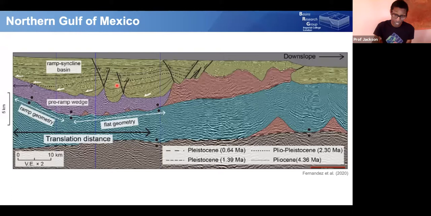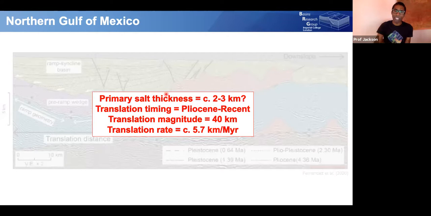We don't have an age for this deeper horizon when the translation started. So we have to estimate what we think is some of the oldest strata within that Ramp-Syncline basin if we want to calculate a rate. But if we do that, and we think it's round about 7 million years ago, we say the primary salt thickness in here was a couple of kilometers thick. It might be too thick, but based on what we can see in the data around here, it might be appropriate.